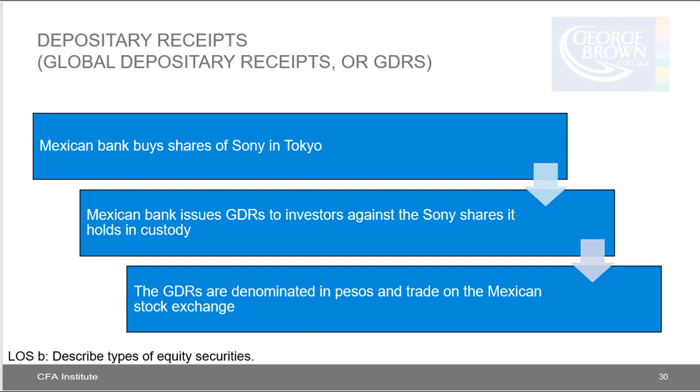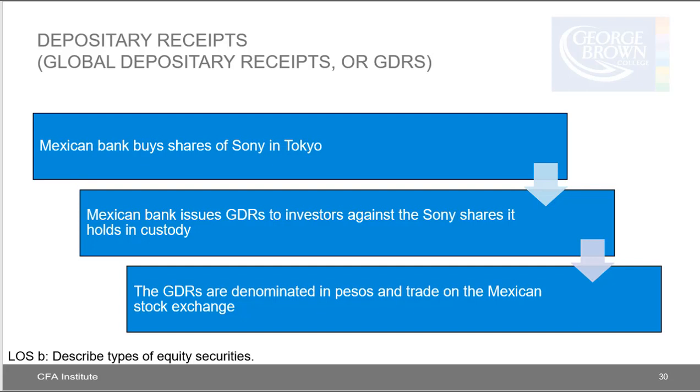For example, Mexican investors may wish to invest in the stock of Sony, which is a Japanese company. But Sony stock is not listed on the Mexican stock exchange. Buying Sony stock on the Tokyo Stock Exchange is expensive and rather inconvenient. To make this process easier, a financial institution in Mexico, such as a bank, can buy Sony stock on the Tokyo Stock Exchange and make it available to local Mexican investors. Rather than making the shares directly available for trading on the Mexican Stock Exchange, the bank holds the shares in custody and issues global depository receipts against the shares held.